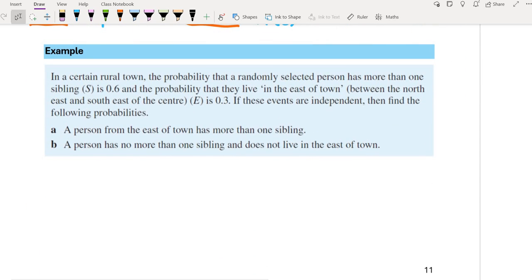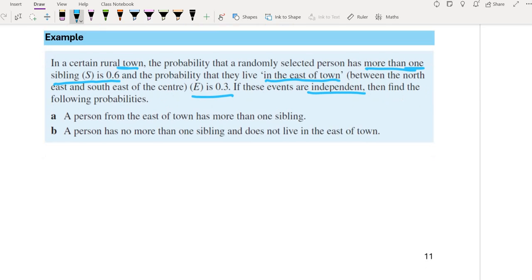So let's jump into this example here. Someone lives in a town, probability of them having more than one sibling is 0.6, and probability of them living in the east side of the town is 0.3. So where they live in the town and how many siblings they have, you would think that they have no correlation between the 2. So they are independent, in fact.